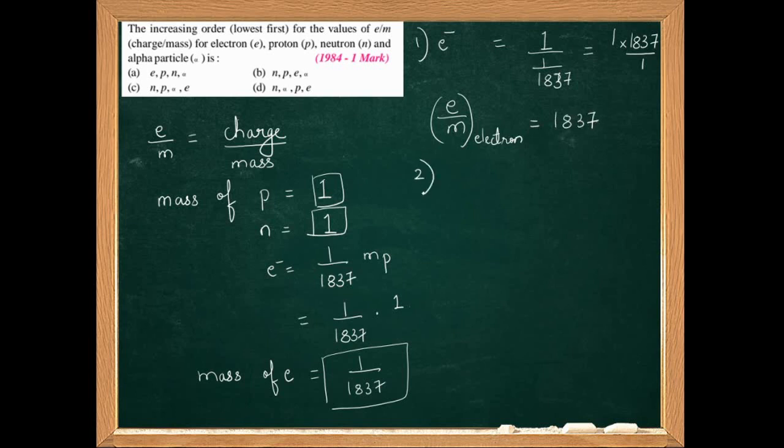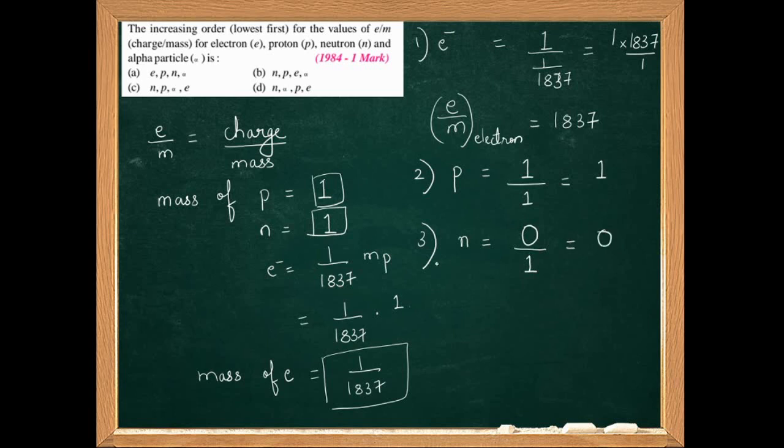The second one they are asking about is the proton. For a proton, the charge is equal to 1 and the mass is also equal to 1, so this is equal to 1. Then the third one is the neutron. Neutron is neutral, it does not have a charge, so the charge is 0, and it has a mass of 1.